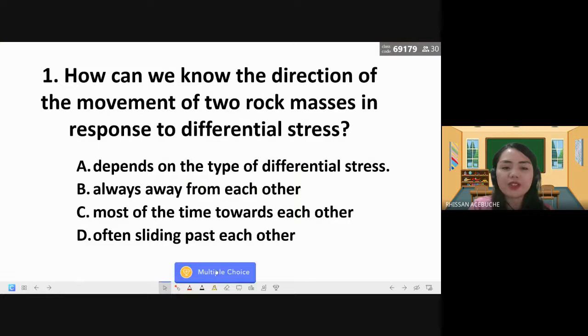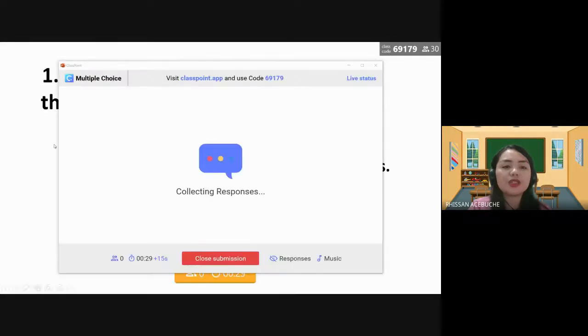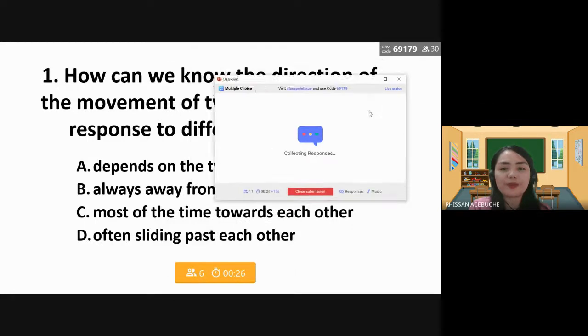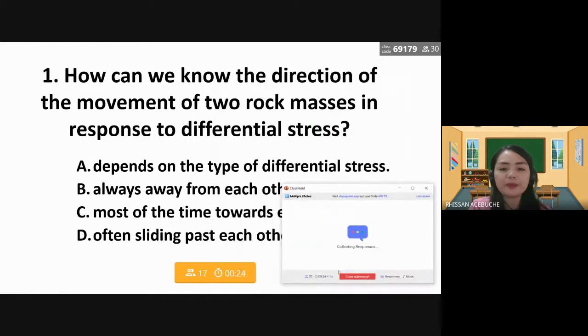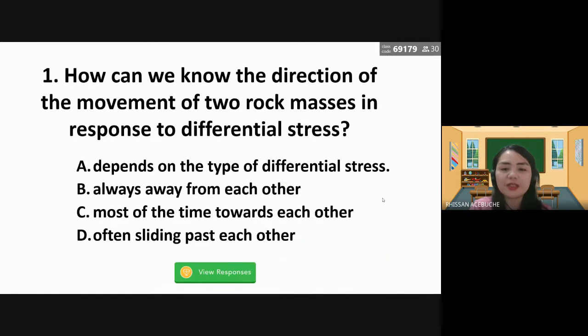So here is our first question. How can we know the direction of the movement of 2 rock masses in response to differential stress? Choose the letter of the correct answer. You have 30 seconds to answer this. I can see that 27 already answered. You still have 15 seconds more. And time is up. All right, now let's go to the next one.